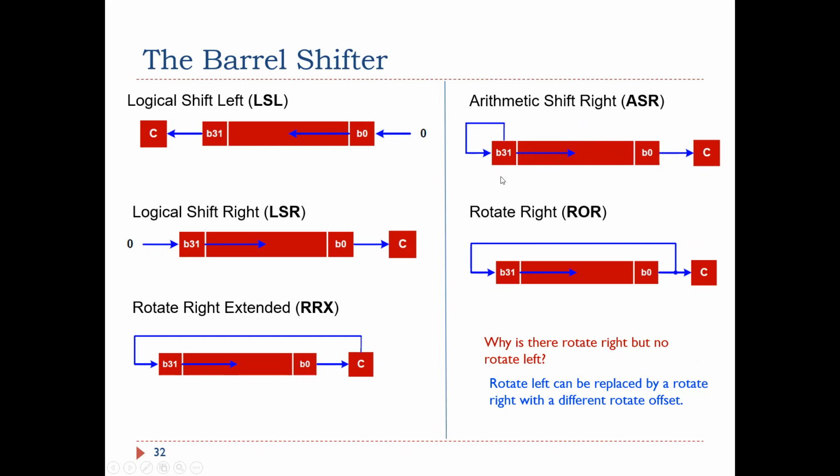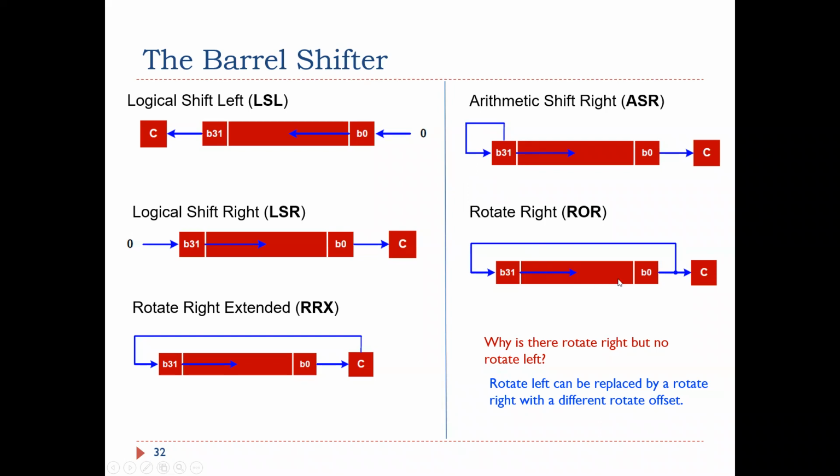But at the two ends, bit 0 will be spilled and go to the C flag, and bit 31 will be shifted into bit 30, but it will also be copied to the same location, meaning it will remain unchanged here.